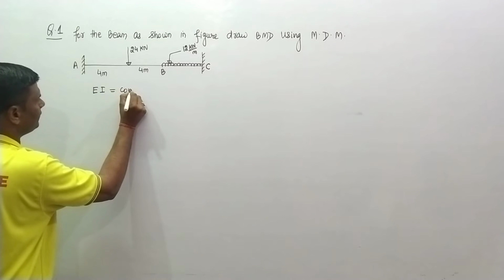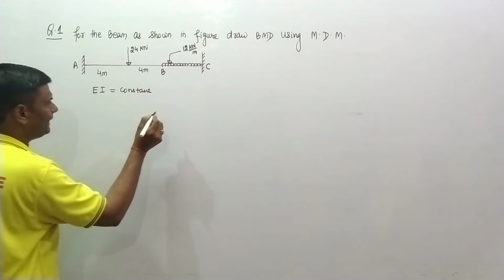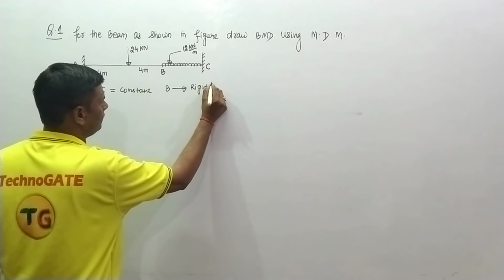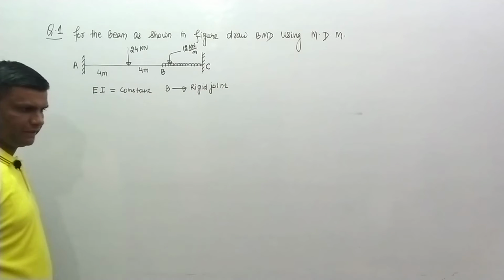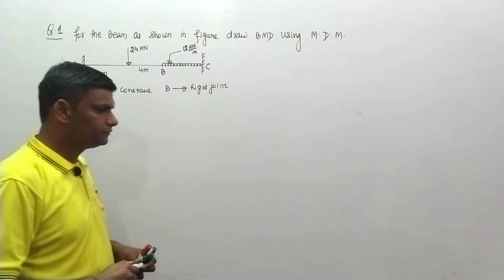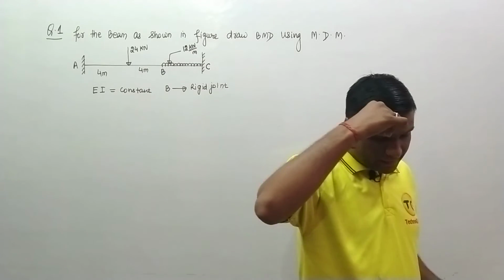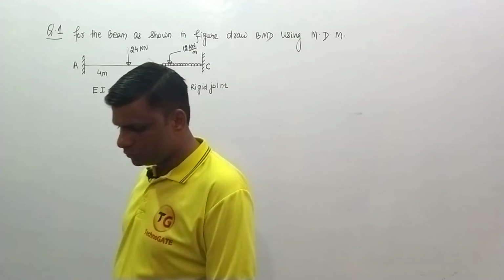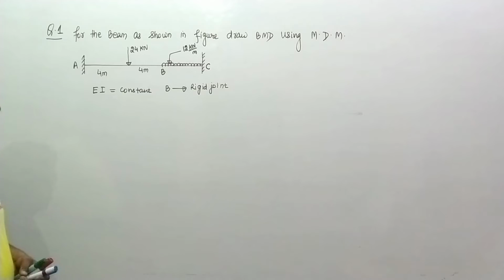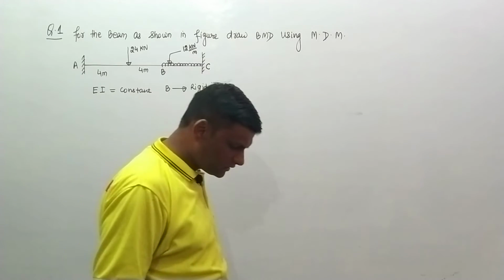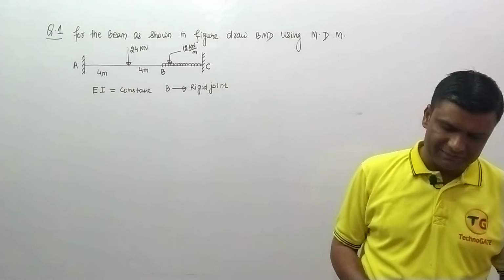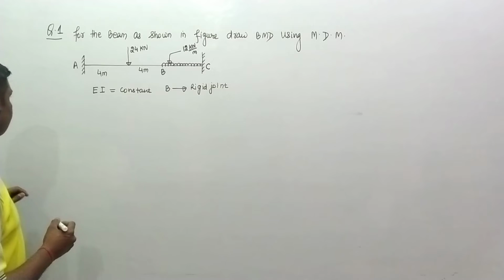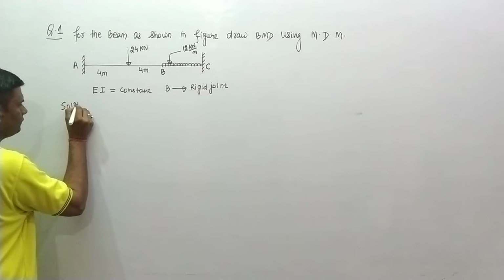B is given as a rigid joint, since more members are meeting at a rigid joint. Okay, my dear students, we have to analyze this beam and draw the bending moment diagram using the moment distribution method. Initially we have to calculate the fixed end moments, then we have to calculate the distribution factor. So let's start the solution.